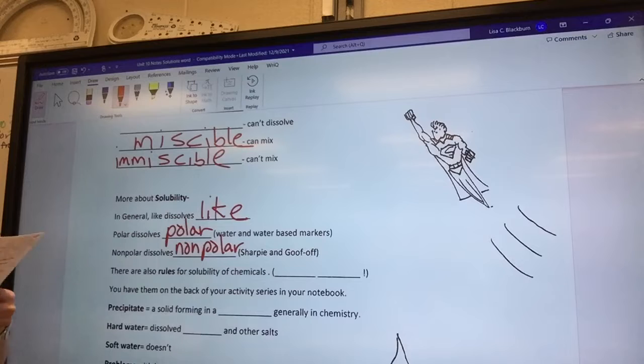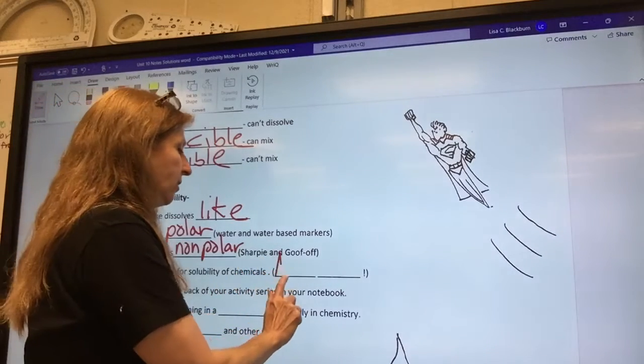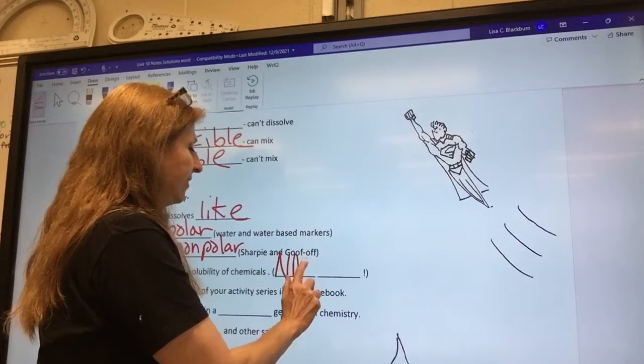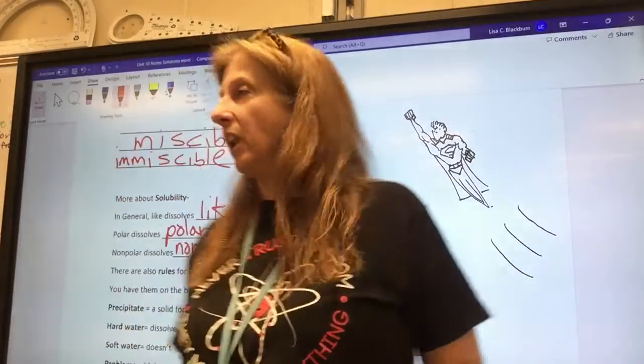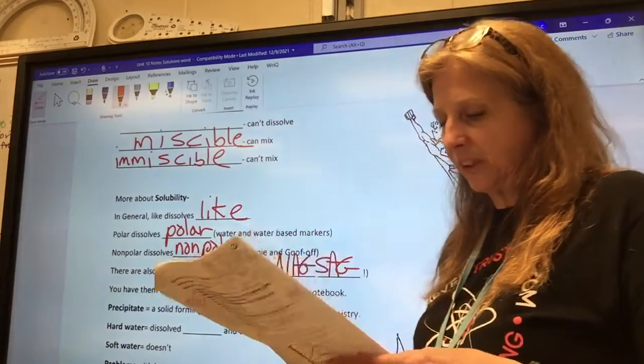Now, there are rules for solubility of chemicals. That's what I was telling you. NAG-SAG is how I remember them. But you will learn those in college. You don't have to learn them for this class. Okay.